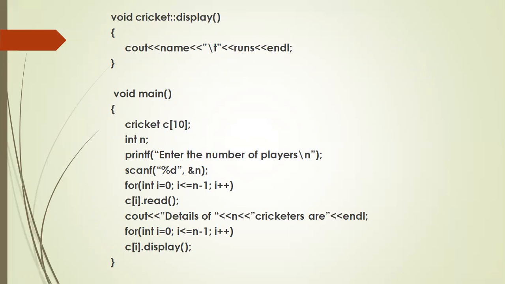So here you're displaying the value of name of the cricketer and the number of runs scored with a tab, with a spacing of 5 spaces between them. Then close the function. Now we have defined both the member functions outside the class.